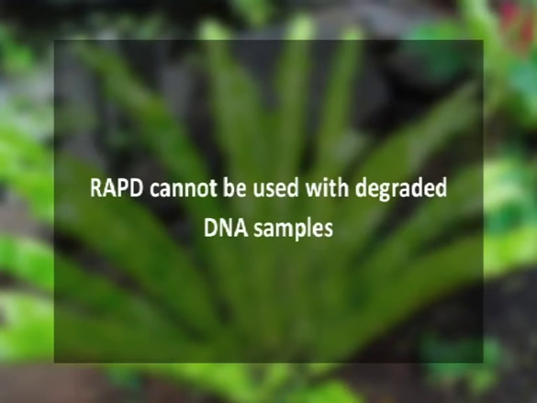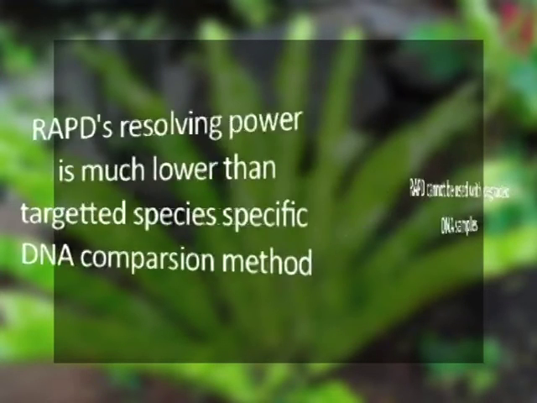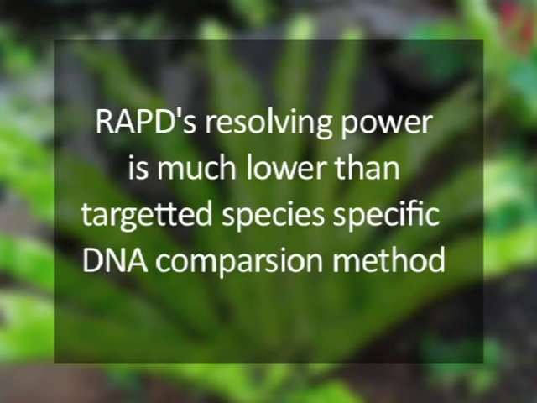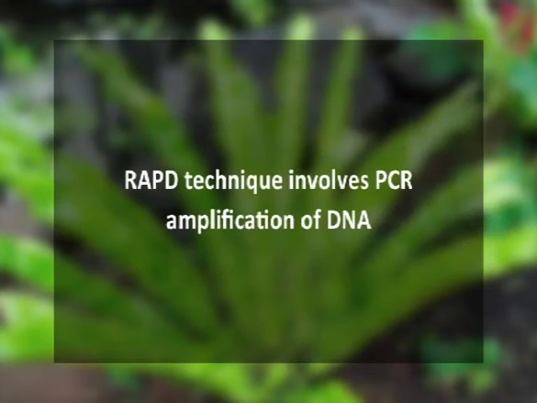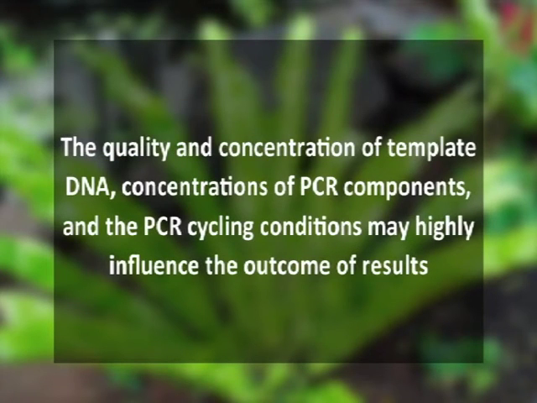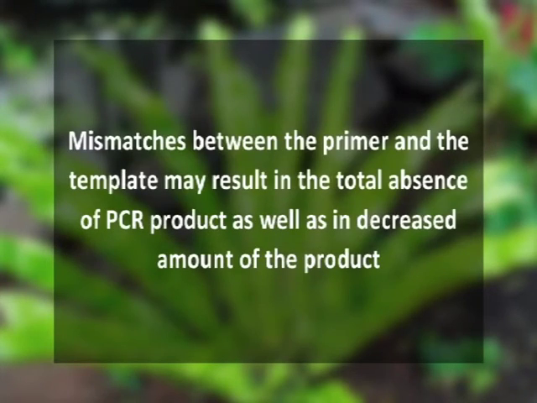However, it cannot be used with degraded DNA samples and its resolving power is much lower than targeted species-specific DNA comparison methods. This technique involves PCR amplification of DNA, therefore the quality and concentration of template DNA, concentration of PCR components and the PCR cycling conditions may highly influence the outcome of results. Mismatches between primer and the template may result in total absence of PCR product as well as in decreased amount of the product. Thus, RAPD results can be difficult to interpret.